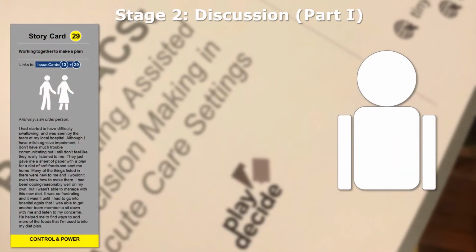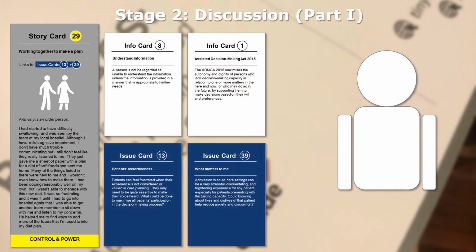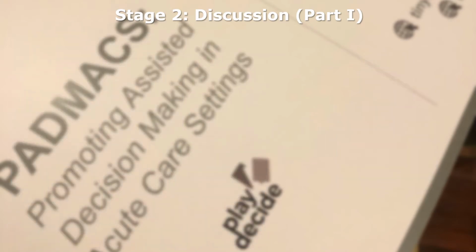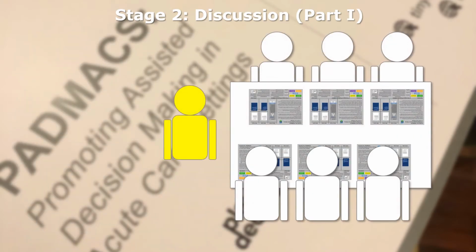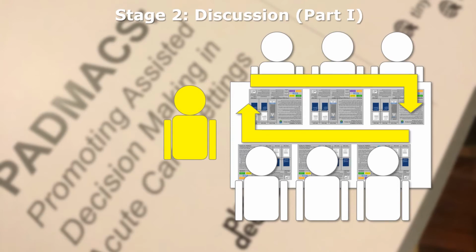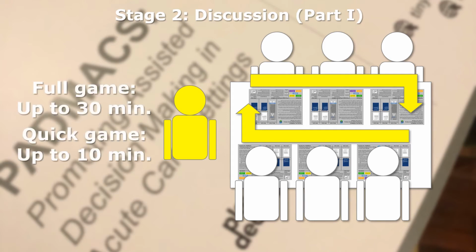Once the players have chosen their cards and read the information, ask one player to summarize their story, issue, and information cards in their own words. Open the discussion by choosing a topic or issue that arose during the summary and ask the group for their thoughts or perspectives on that topic or issue. If playing a session using a single theme, try to keep the discussion generally focused on that theme. Repeat this step for as many of the participants' cards as time allows, aiming to cover everyone. Allow up to 30 minutes for this stage in a full game, or 10 minutes for a quick game.